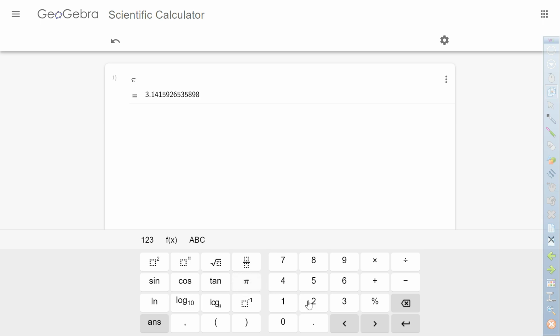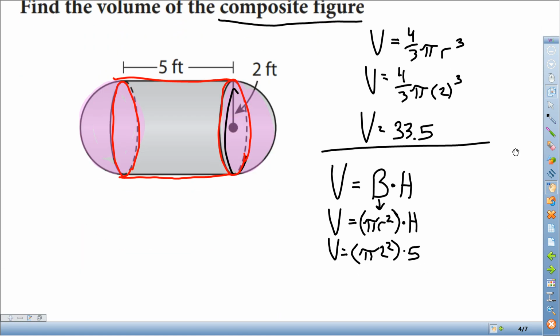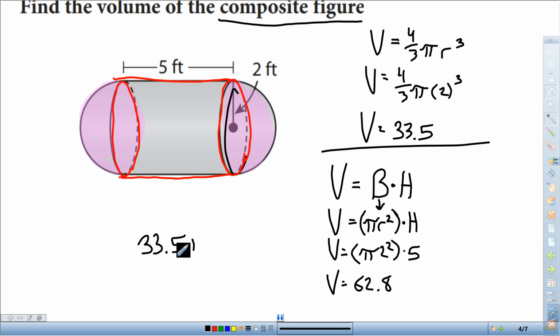So pi 2 squared times 5. I'm getting 62.83, so that 8's going to stay an 8. So 62.8. And there are my 2 volumes that make up this entire figure. The last thing to do is to add those together. So 33.5 plus 62.8 is going to get me the volume of this entire thing.